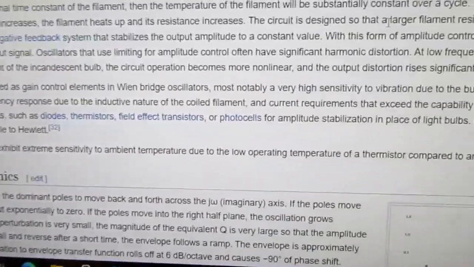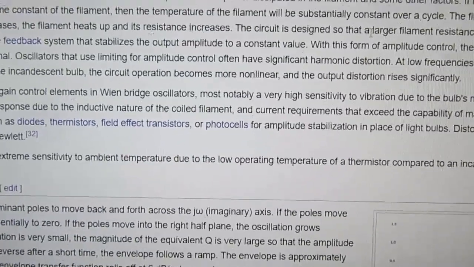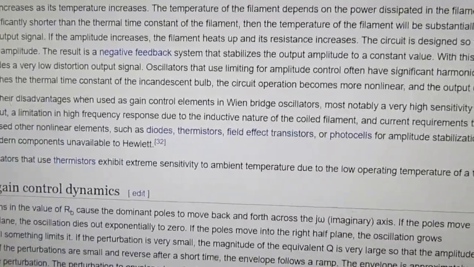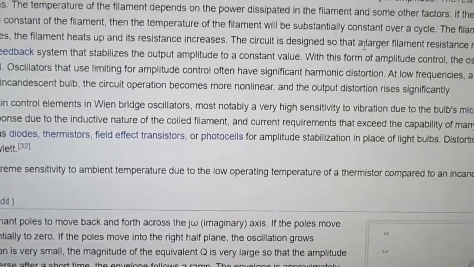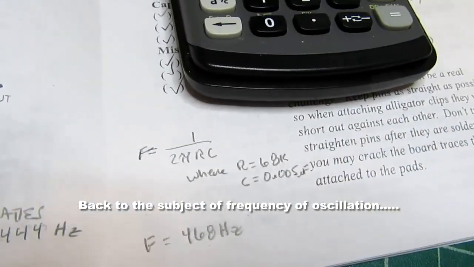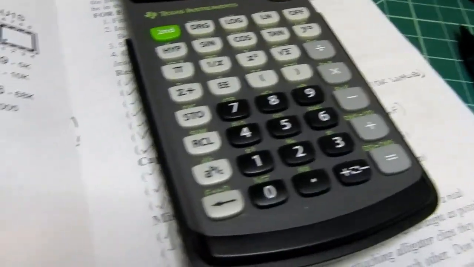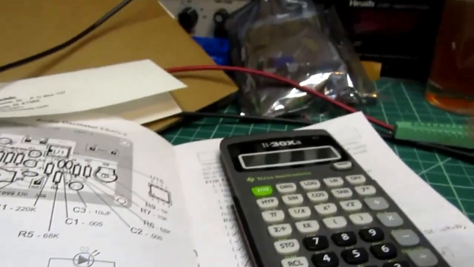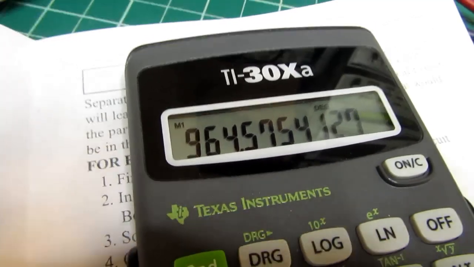And as the article goes on, after my phone call interruption, modern Wien bridge oscillators have used other non-linear elements such as diodes, thermistors, field effect transistors, or photocells for amplitude stabilization in place of the light bulbs. Okay, I reran the calculations assuming a 33K resistor instead of a 68K resistor in those two places. And it calculated out to 964 hertz.